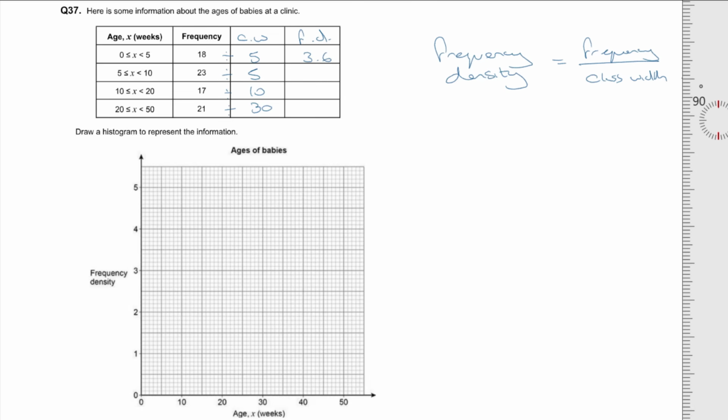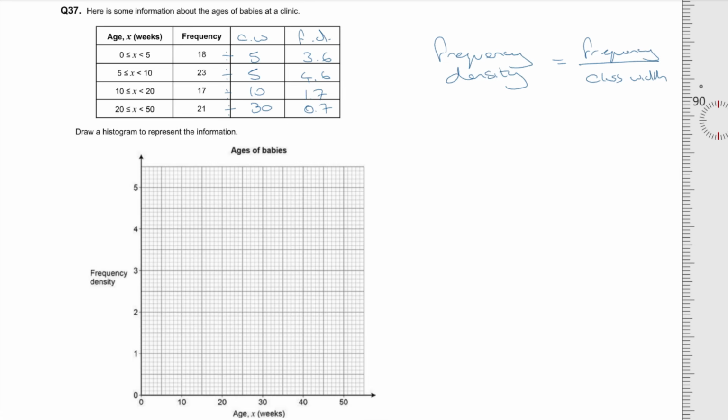Same thing with 23, double it is 46, divided by 2 is 4.6. 17 divided by 10, that's pretty easy, it's 1.7. And then 21 divided by 30. Well, divide it by 3 first, it will be 7. Divided by 10, it will be 0.7. Okay, so they're my frequency densities.